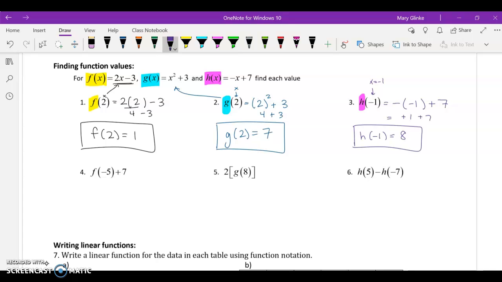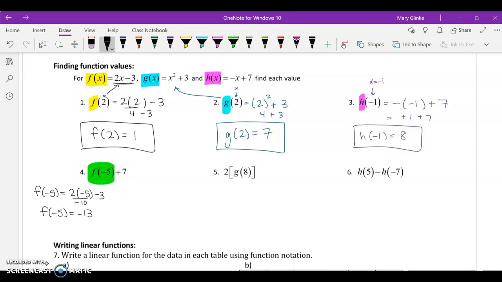So this next one, notice how 4, 5, and 6 have that function notation, but they have like a bonus with them. There's something else. So looking at this one, I want to picture just f of -5. So f of -5, if that were the case by itself, I need to be able to take that and figure out what that is. So I'm going to do 2 times -5 minus 3, because f of -5 by itself would be -13.